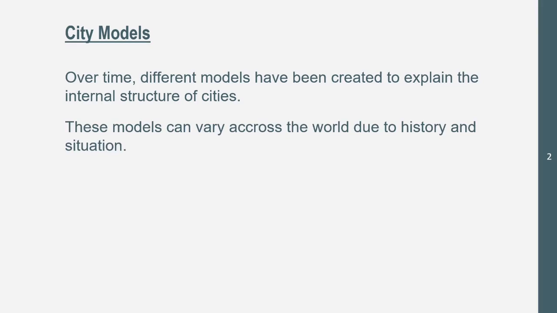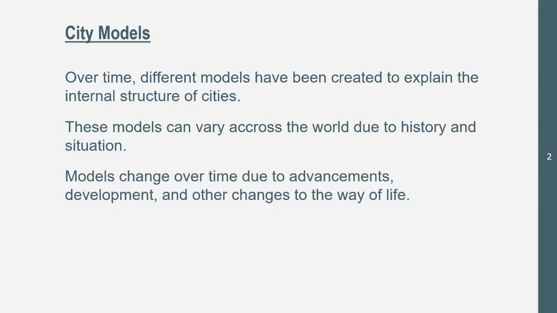So history can vary because some places got colonized, whatever the heck you want to say. Some places did the colonizing, and then the situation varies from place to place. Some areas can be poor, some areas can be wealthy. Models change over time due to advancements, development, and other changes to the way of life. So this means cities are not the same as they were 5, 10, 15, 20 years ago. They certainly weren't the same 100 years ago.